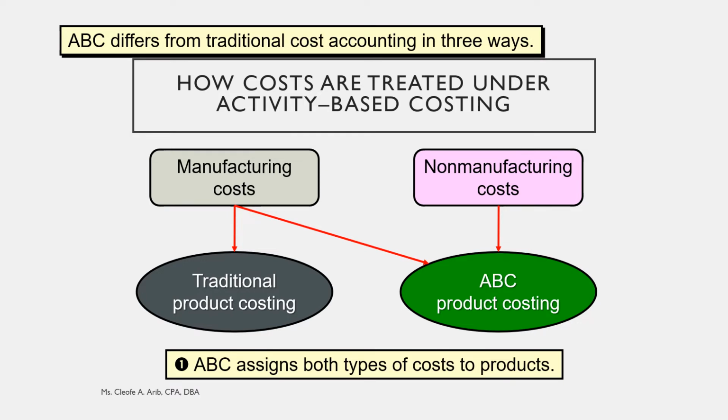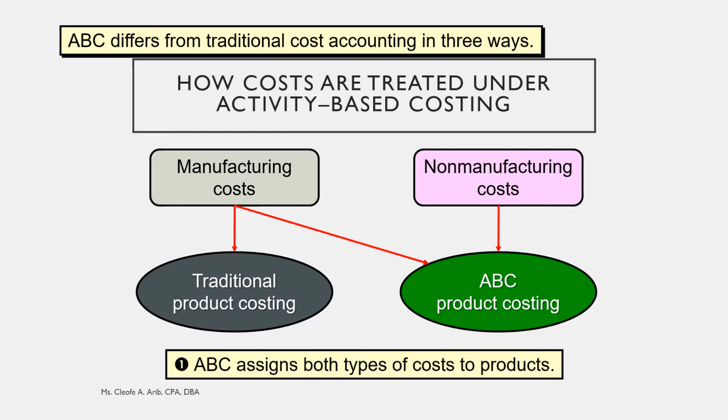Now, if you can recall, in traditional absorption costing, manufacturing costs are assigned to products, pero yung non-manufacturing costs are not assigned to products. Sa ABC naman, we recognize that many non-manufacturing costs relate to selling, distributing, and servicing specific products. Kaya yan yung reason why ABC includes manufacturing and non-manufacturing costs when calculating the entire cost of a product or a service rather than just its manufacturing or service cost.